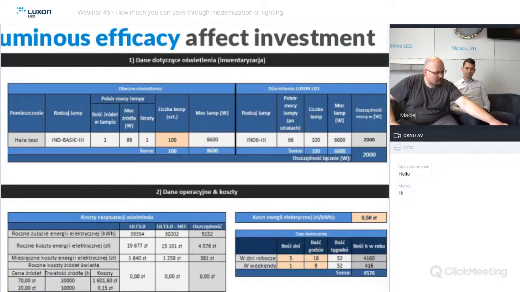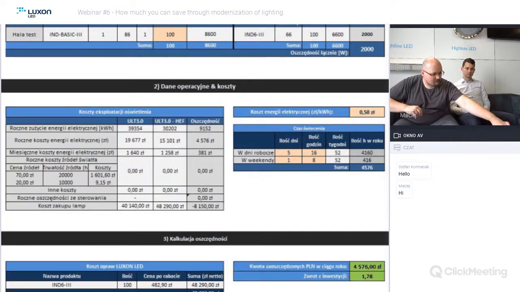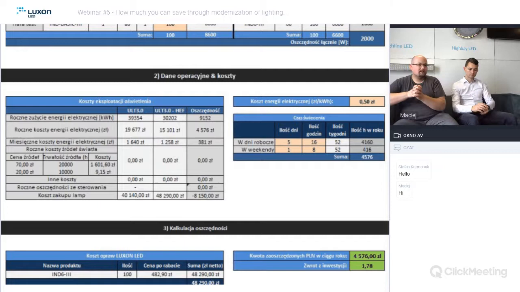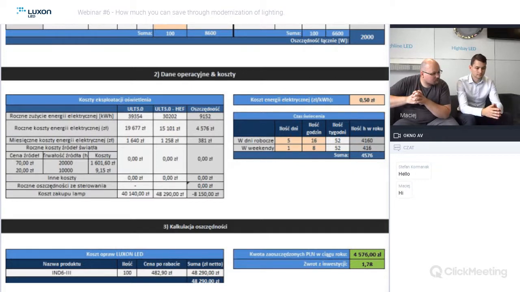So with that alone and an assumed working time of 4,576 hours per year, we get 1.78 years of ROI and 4,500 PLN, Polish zloty. Well, exactly 1,000 euro of savings on energy consumption.